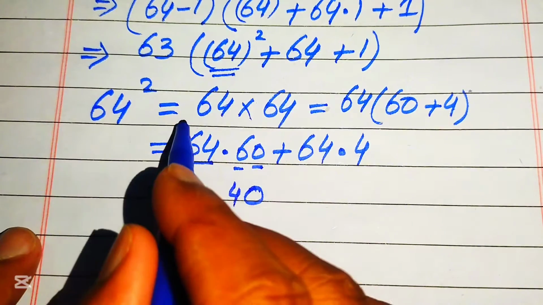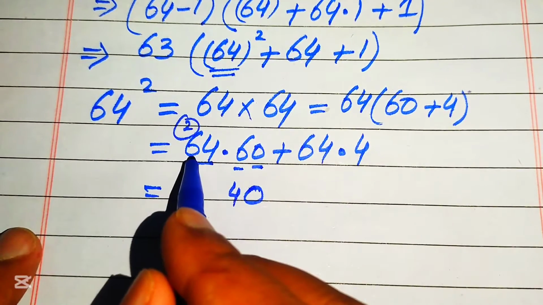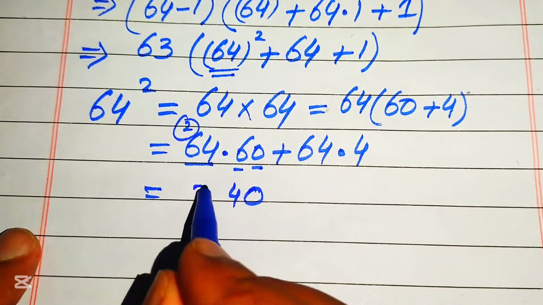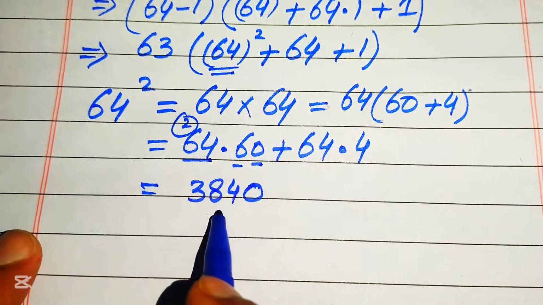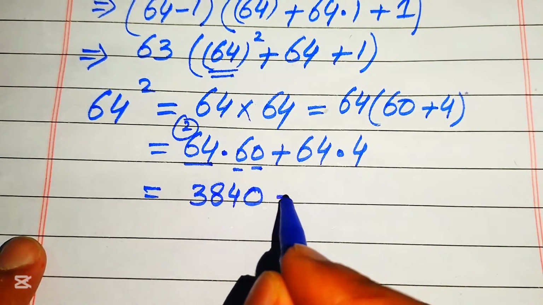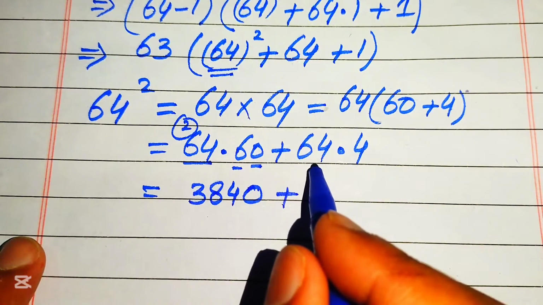We write 4 and we carry 2. 6 6s are 36, 36 plus 2 becomes 38. So 64 times 60 equals 3840, plus we multiply 4 times 64.